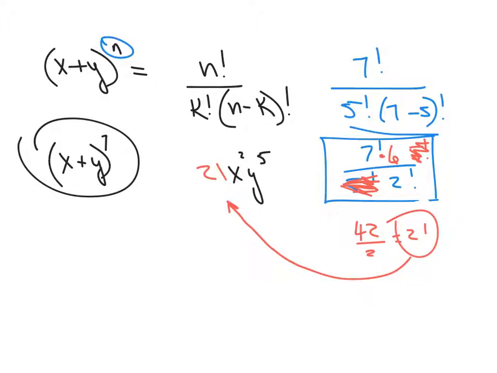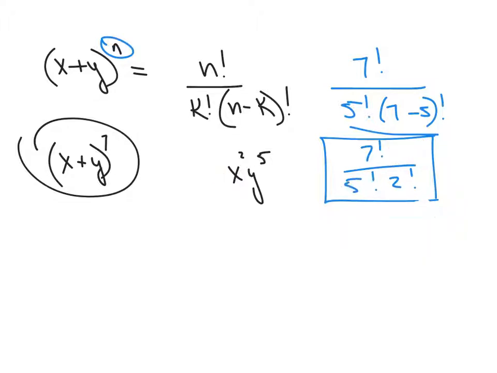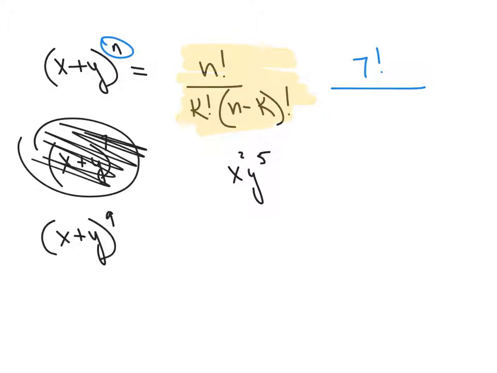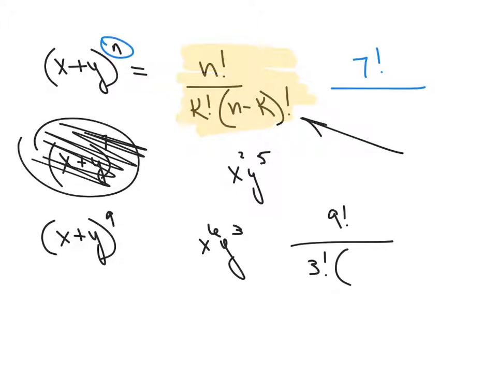Okay, let's try another one. I want to leave our formula, so let's just highlight this formula that we're using right here. Alright, so let's look at B. They want to find out, still using x plus y to the 9th power, the coefficient of x to the 6th, y to the 3rd. Using this formula, my n is 9 factorial, over, my k is going to be 3, and my n minus k is going to be 9 minus 3, which is 6 factorial.